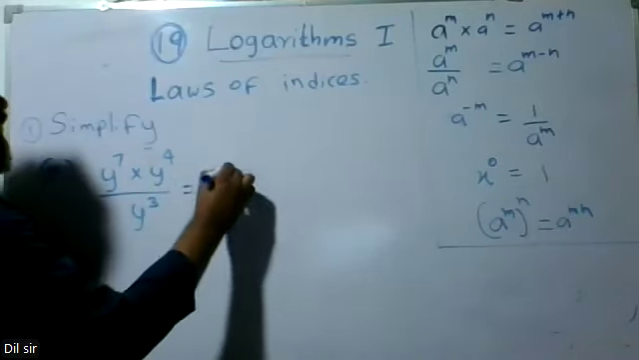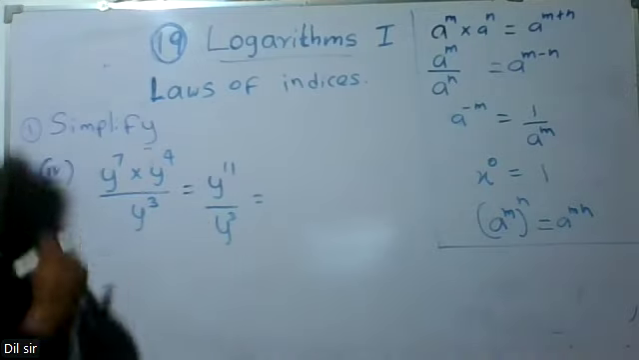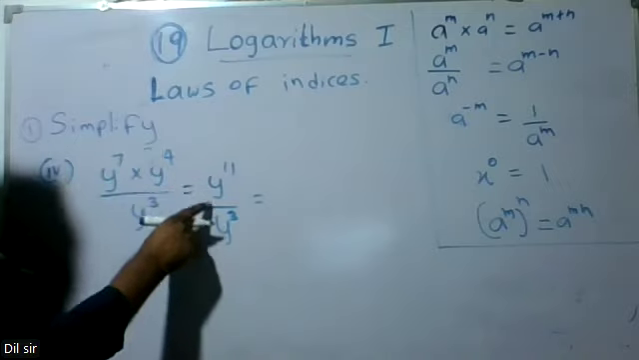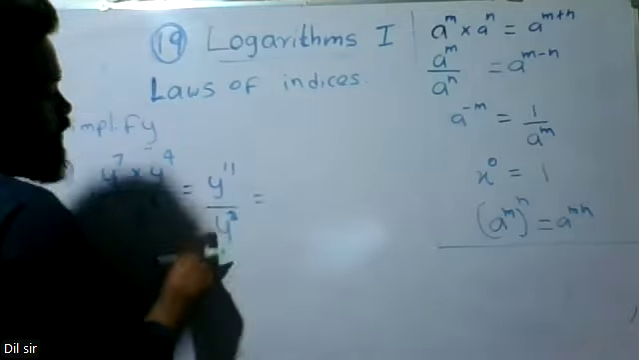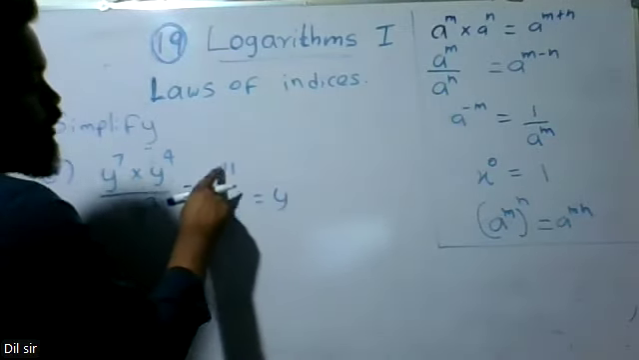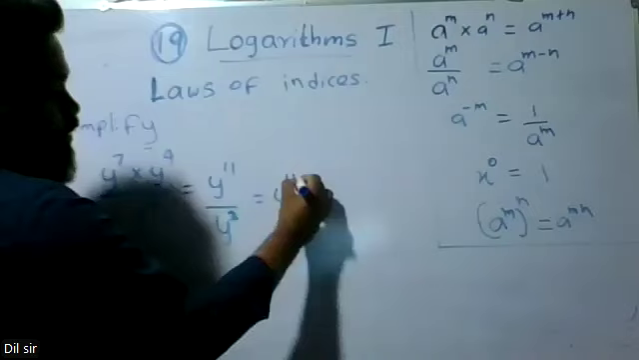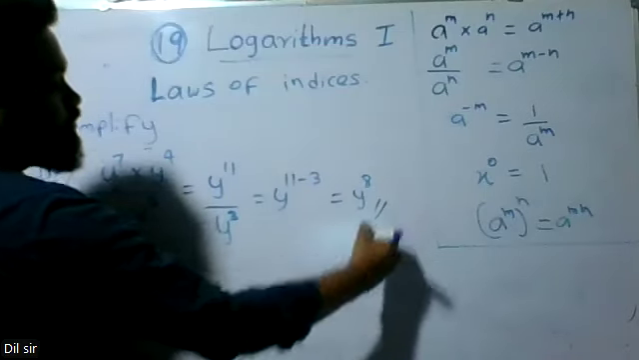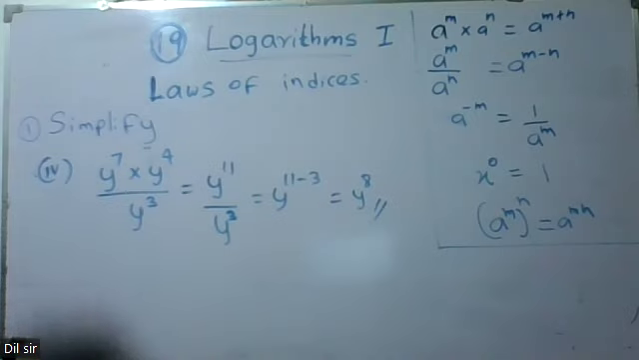It is 11, right? Now there is a division here. The y and y have the same base, and in the product the powers added to 11. Now this is division, so with the same base, the power of the numerator is 11, so 11 minus 3. It is y to the power 8.